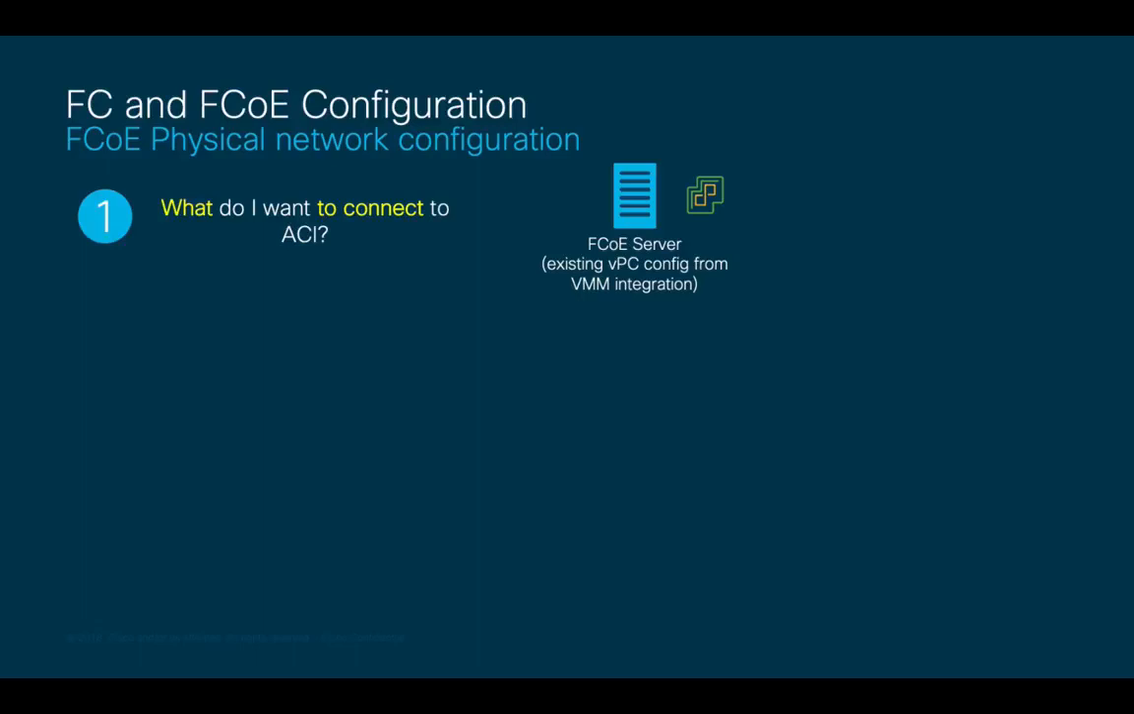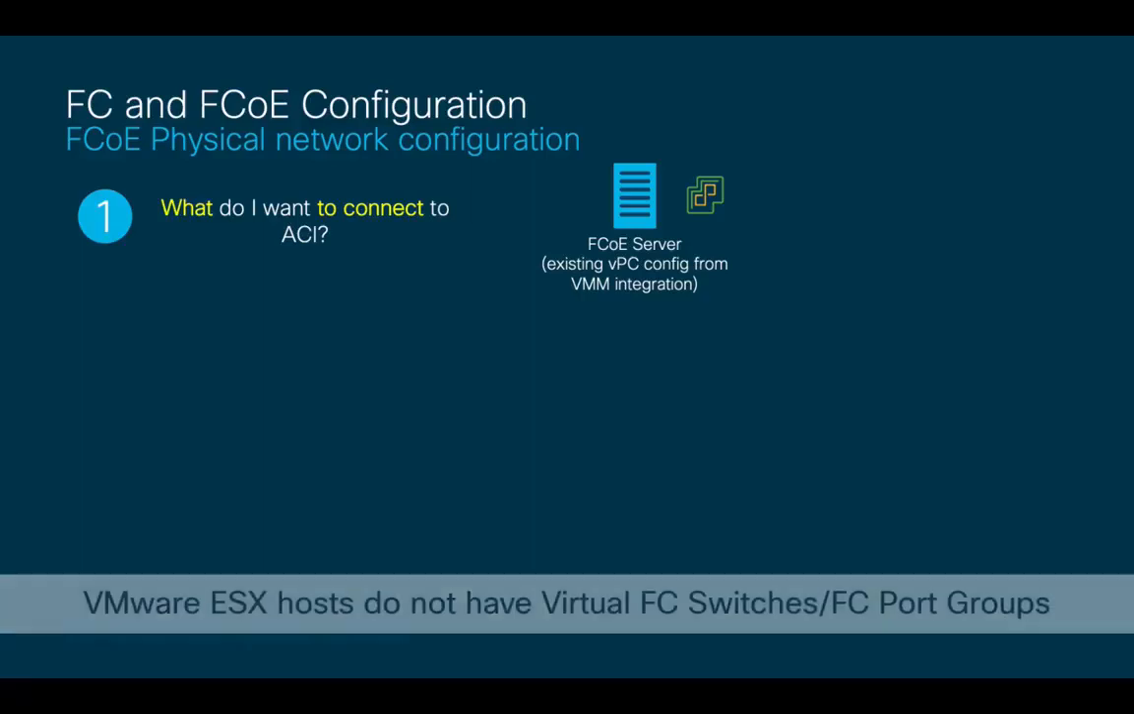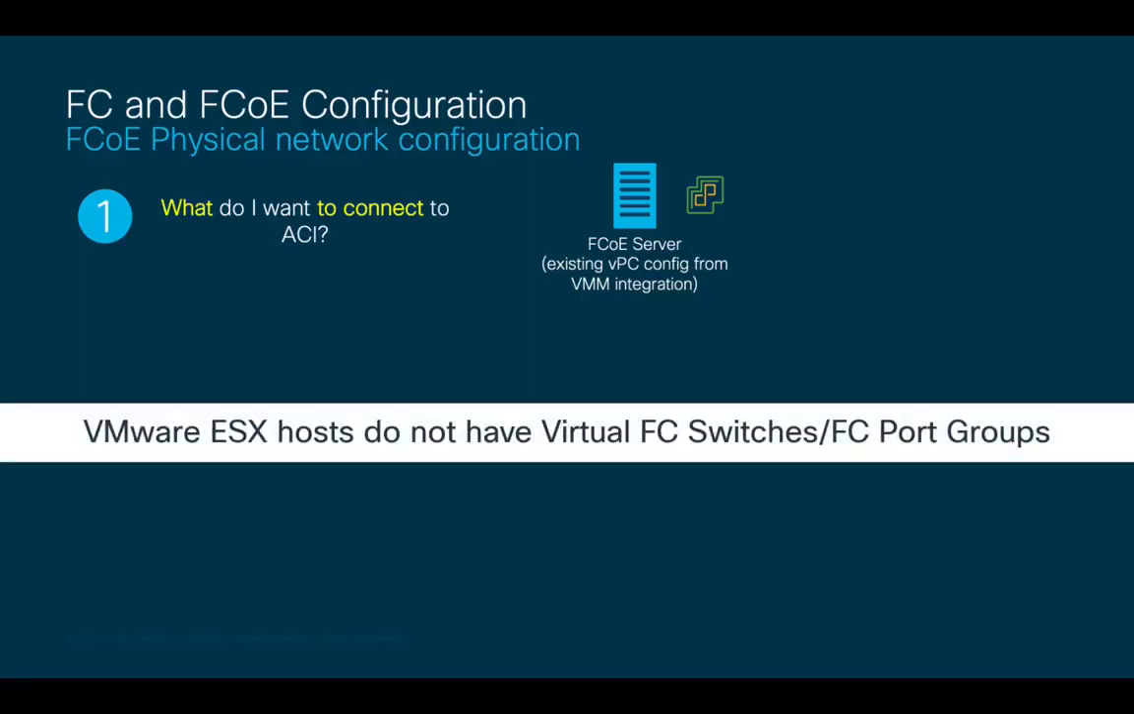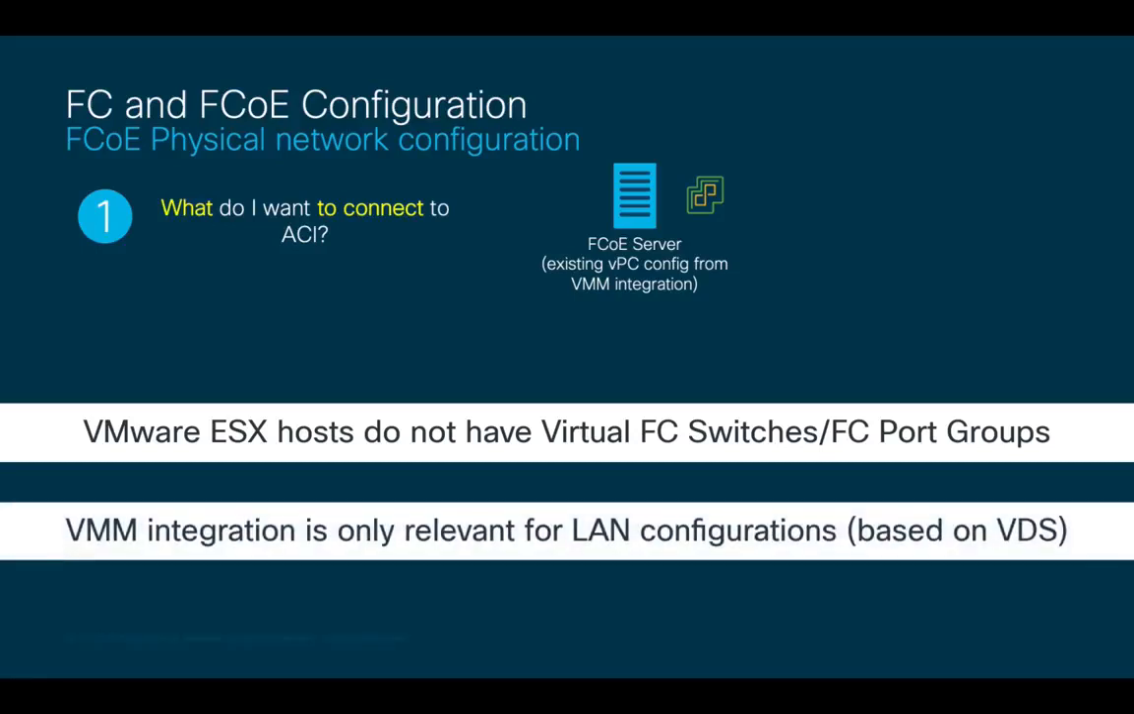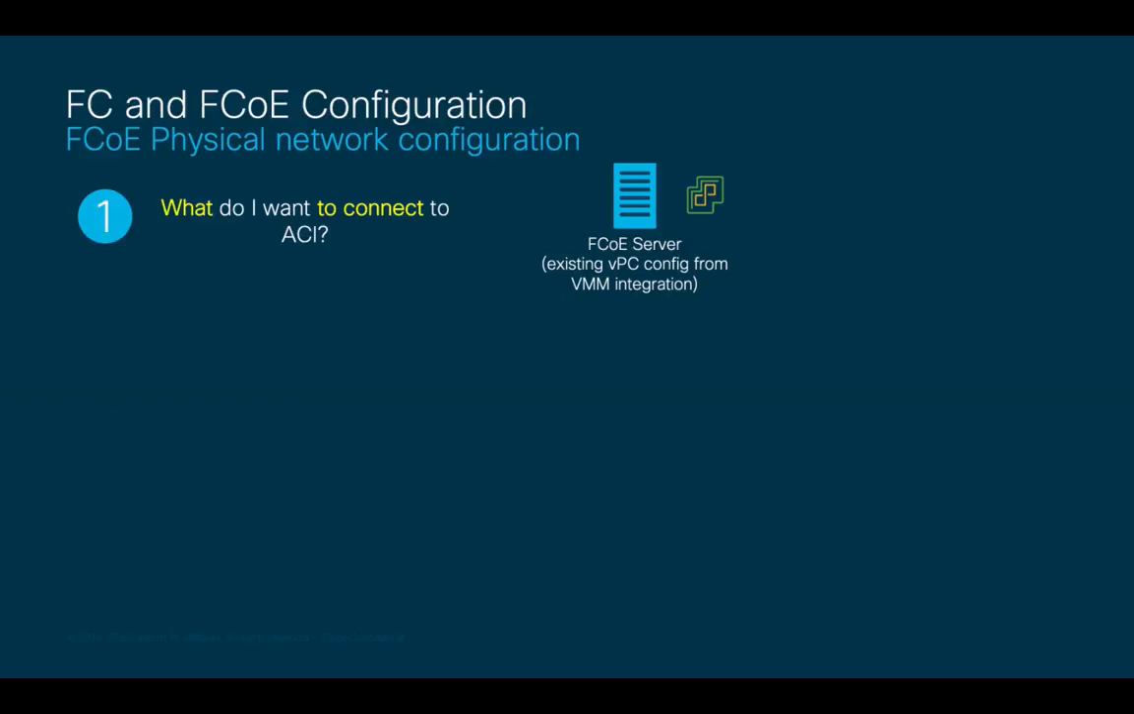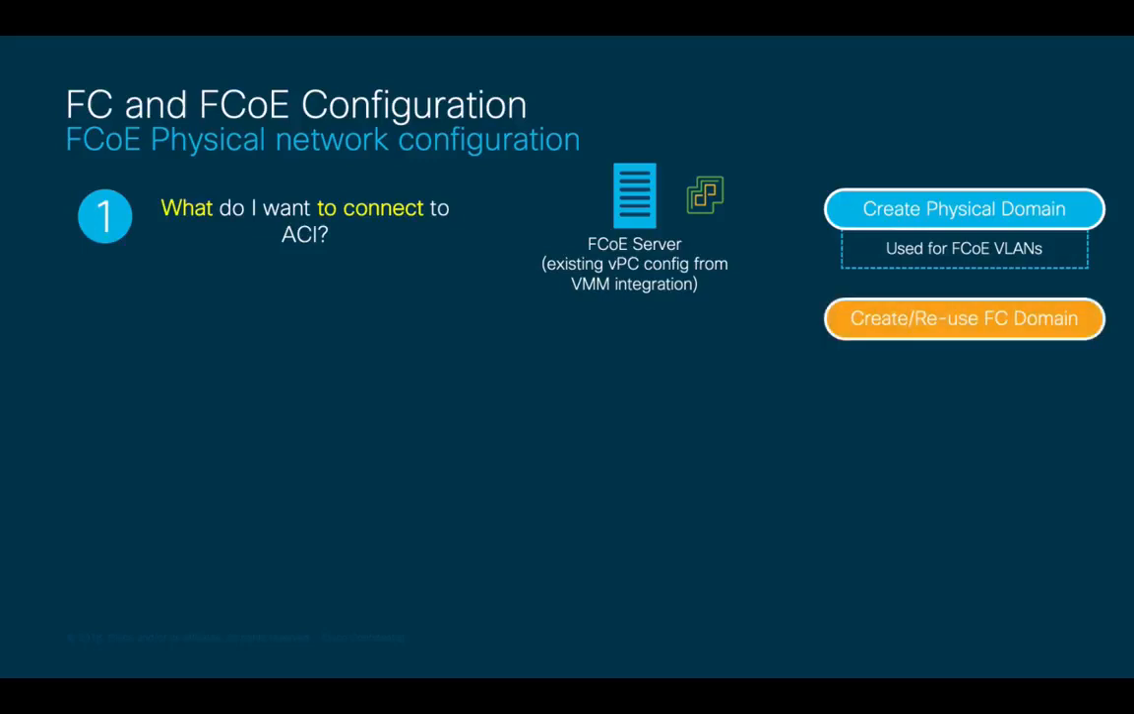connection. As you may know, VMware hosts do not have virtual Fibre Channel switches nor Fibre Channel port groups, so our VMM integration will not be used as part of this configuration. What will we use then? Well, first, I will need to create a physical domain to transport FCoE traffic to the host using the required FCoE VLANs.